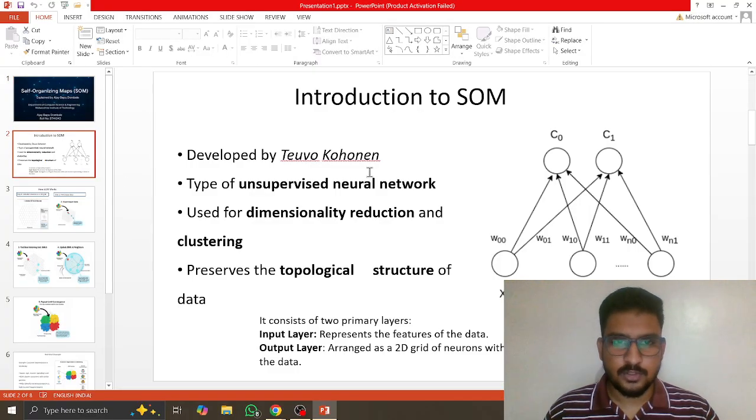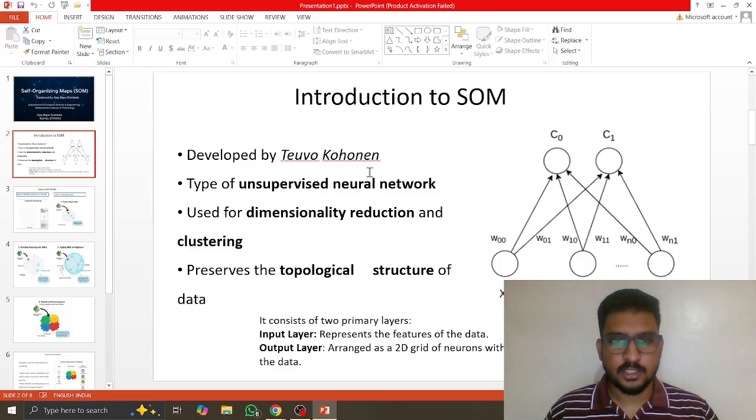So in the introduction of SOM, the self-organizing map was introduced, or discovered, by Teuvo Kohonen. SOM is an unsupervised neural network, meaning it learns patterns from the data without labeled outputs. As we know, in supervised learning there are labeled data points, meaning classifications are there in the data, which is easily understood by the model. As there are no labeled outputs in unsupervised learning, SOM learns from patterns.